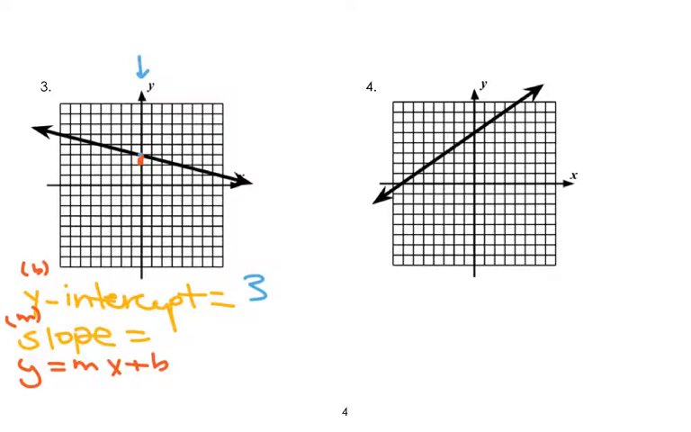And then you're going to be going across to the next time that it crosses a grid line. And then you're going to count those boxes. So here it went down, so it's actually going down by -1. And how many boxes across? 1, 2, 3 boxes.